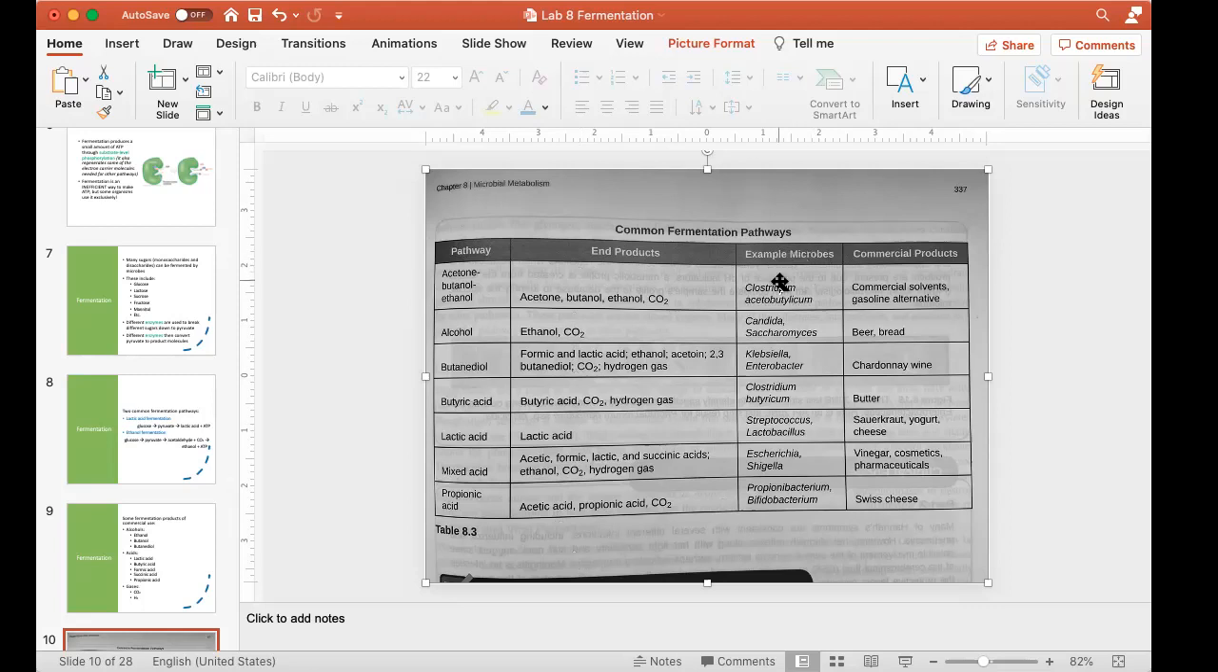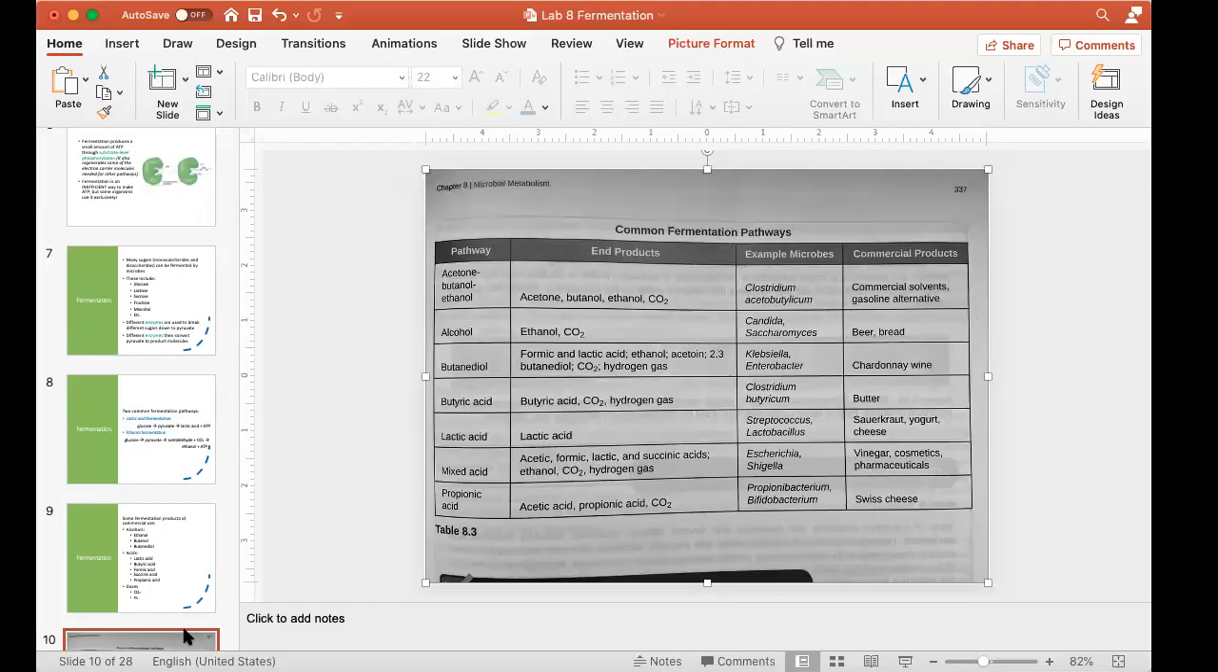Then in the next column, they're showing us some of the microbes that are capable of doing these types of fermentation. And finally, we can see the commercially valuable material that comes from that kind of fermentation. Cheese and vinegar and sauerkraut and yogurt and beer and bread and all those good things. But also things like cosmetic products and solvents that get used in industry. Lots and lots of commercial products can be produced through fermentation. So again, if you're interested, your textbook has more information about these different types of pathways.